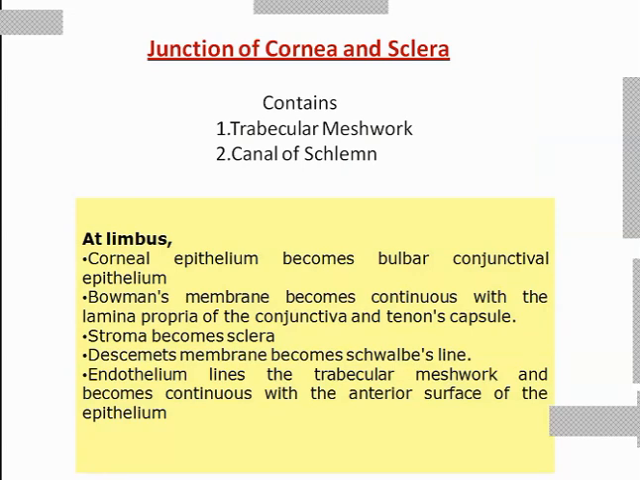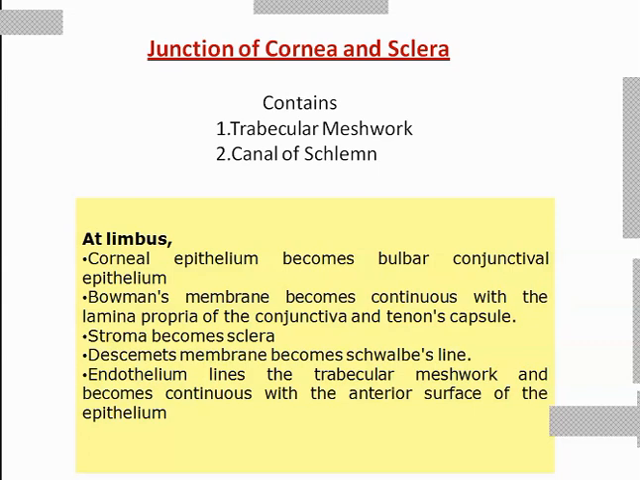So what is the important junction between cornea and sclera? It is called the limbus. The limbus contains the trabecular meshwork and the canal of Schlemm. So these are very important. Bowman's membrane becomes continuous with the lamina propria. It continues to the capsule. Stroma becomes sclera. That's where Descemet's membrane becomes the Schwalbe line, lining the trabecular meshwork.